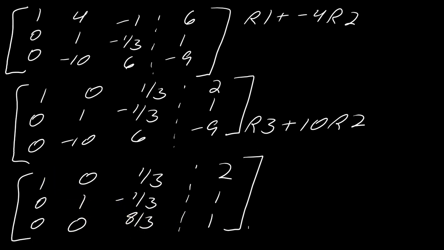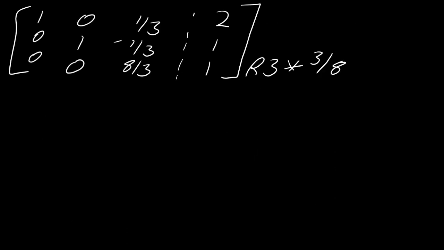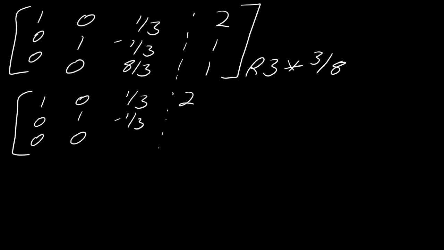So I need this to be a 1, moving down the diagonal. So what I'm going to do is take R3 and multiply it by 3/8. So let's clear some space. Okay, so these columns are not going to change. This row is not going to change. This row is not going to change. This becomes a 1. This becomes 3/8.